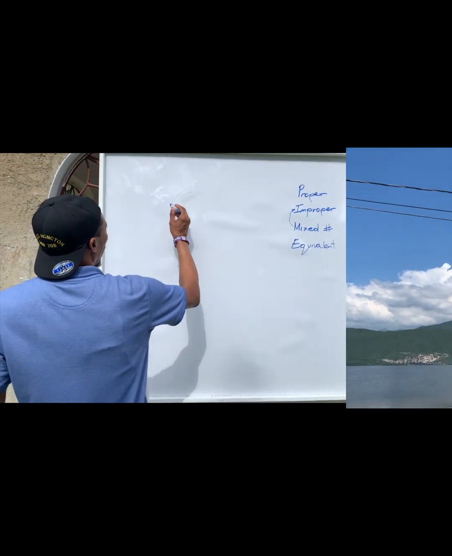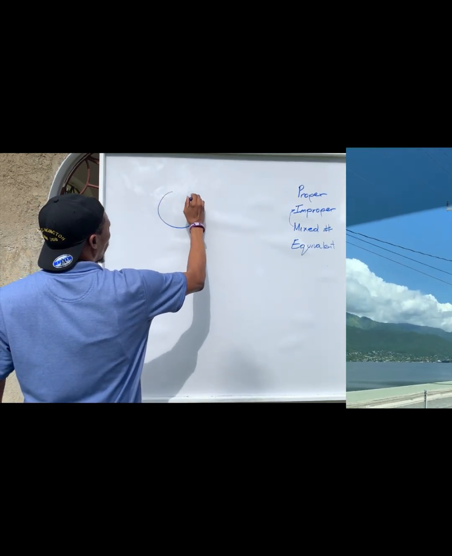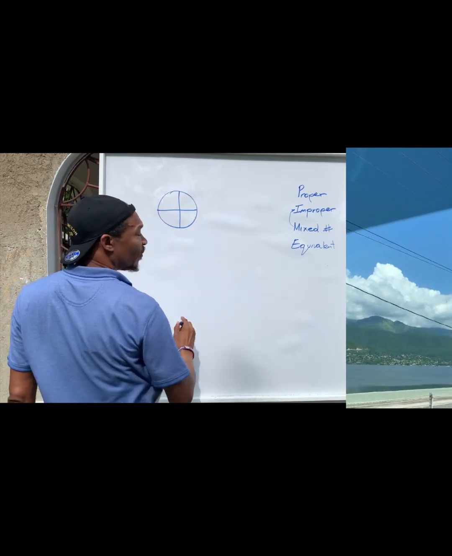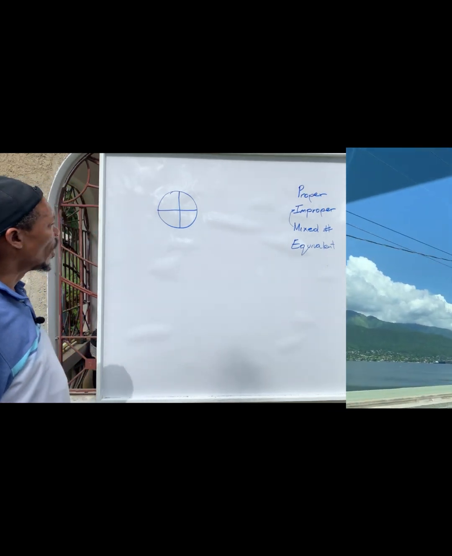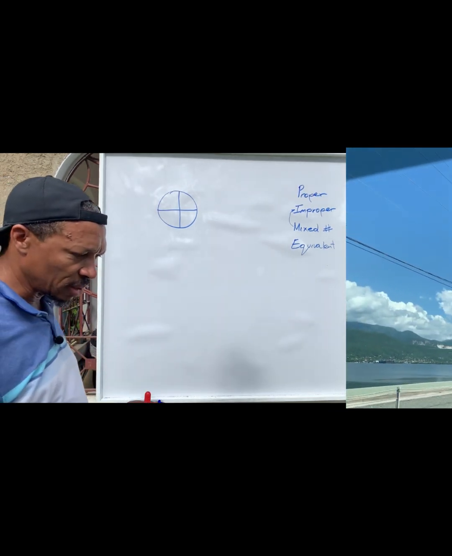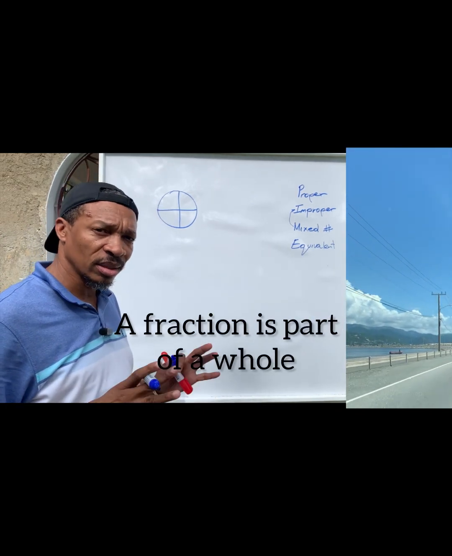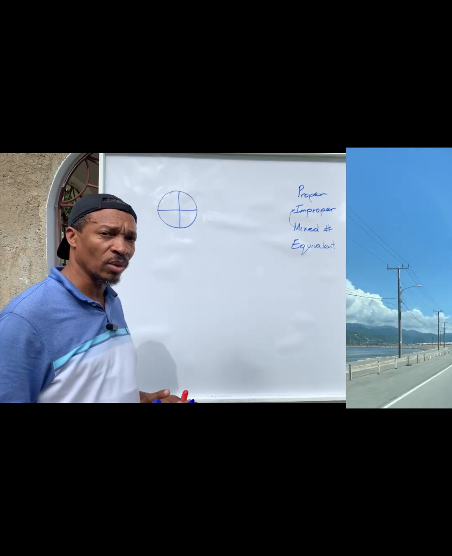All right, let's say I have a pie, okay? And let me share this pie into 4 equal sections. We call those quarters, right? And the first thing we have to realize is that a fraction is a part of a whole, okay? A fraction is part of a whole.